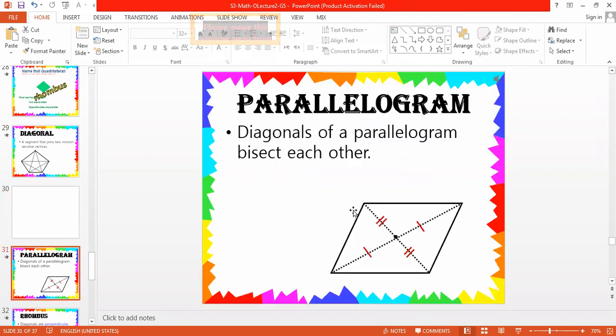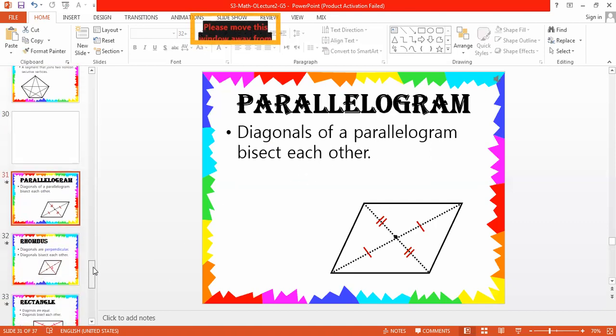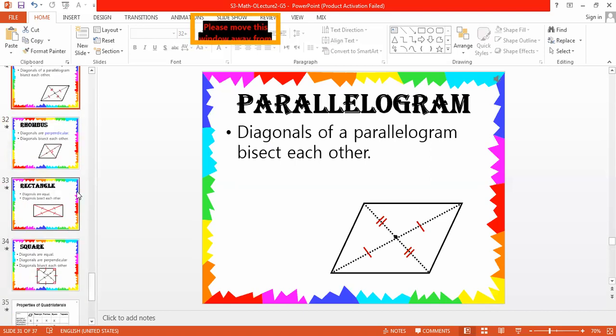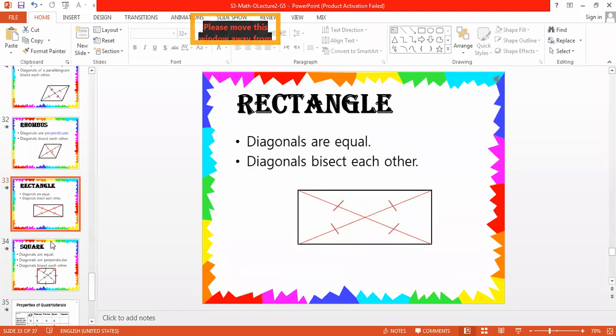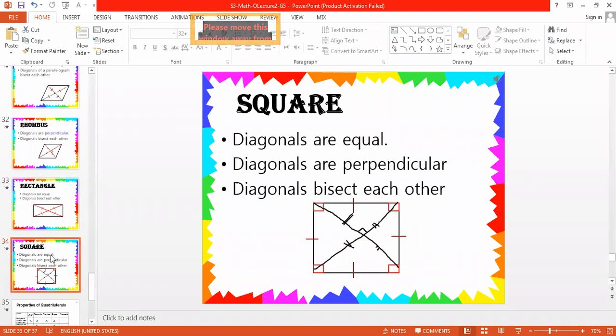In the parallelogram, as you can see, the diagonals meet at a point. This point is a midpoint for every diagonal. So we say that the diagonals bisect each other. I'm just going to say them quickly, but next time we're going to explain them. In the rhombus, the diagonals bisect each other, and also they are perpendicular. In the rectangle, the diagonals are equal. In the square, the diagonals are equal, perpendicular, and bisect each other. Next time I'm going to explain them more.